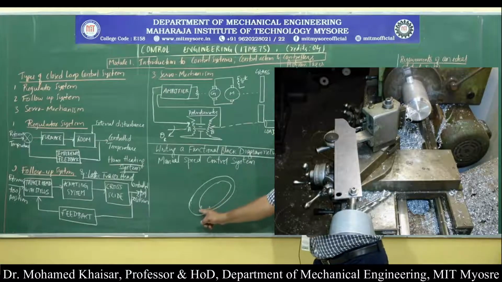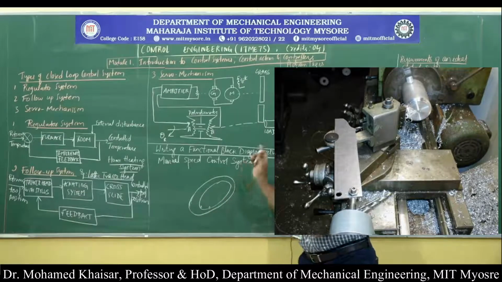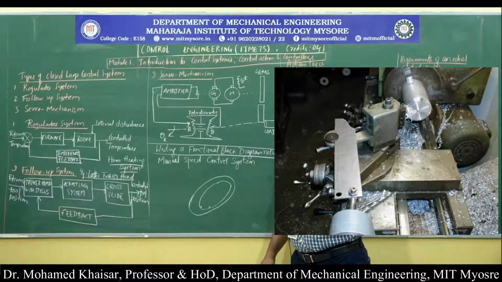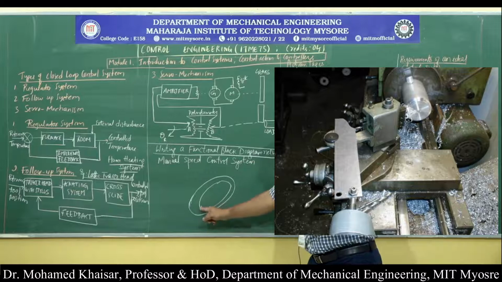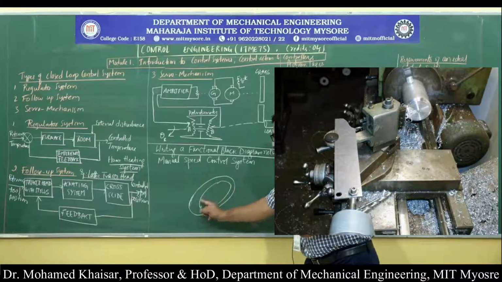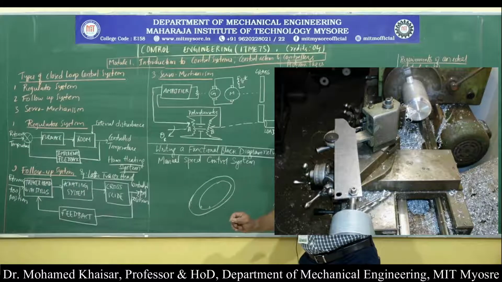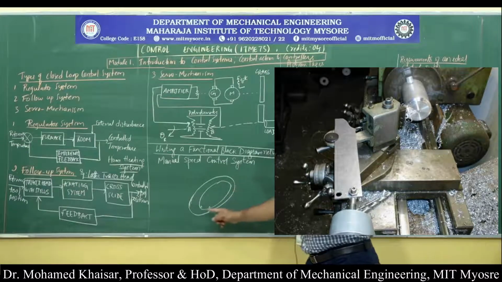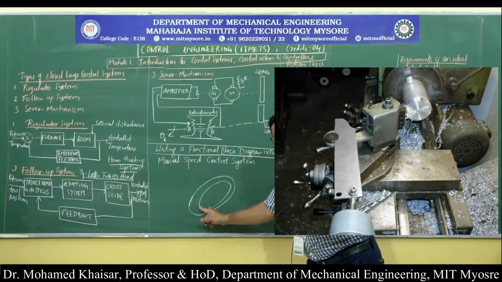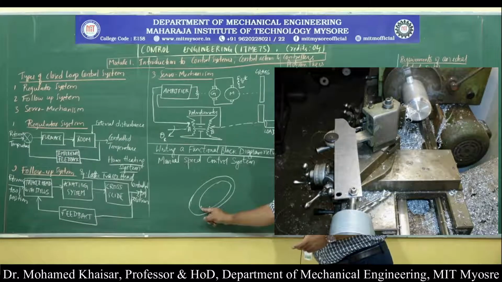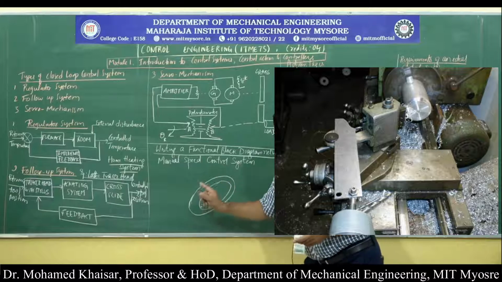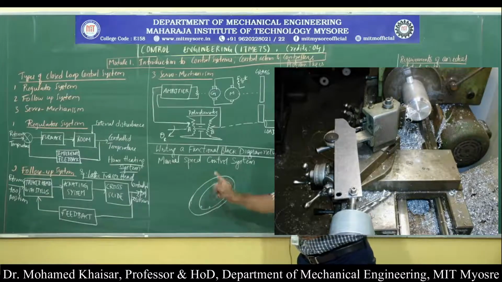So what does it do? The tool follows the path as traced by the lathe tracer head. That is why it is called lathe tracer head mechanism. The tracer head will have been engaged to the path in which the single point cutting tool of the lathe has to travel. Since the tool has to trace the path defined by the tracer head, it is called lathe tracer head. And since the tool is following the path traced by the lathe tracer head mechanism, that is why it is called follow-up system.